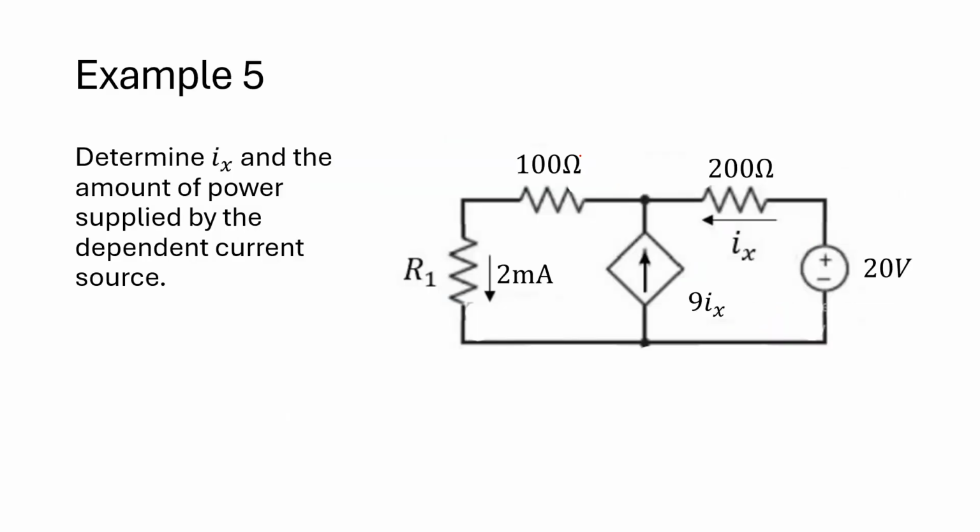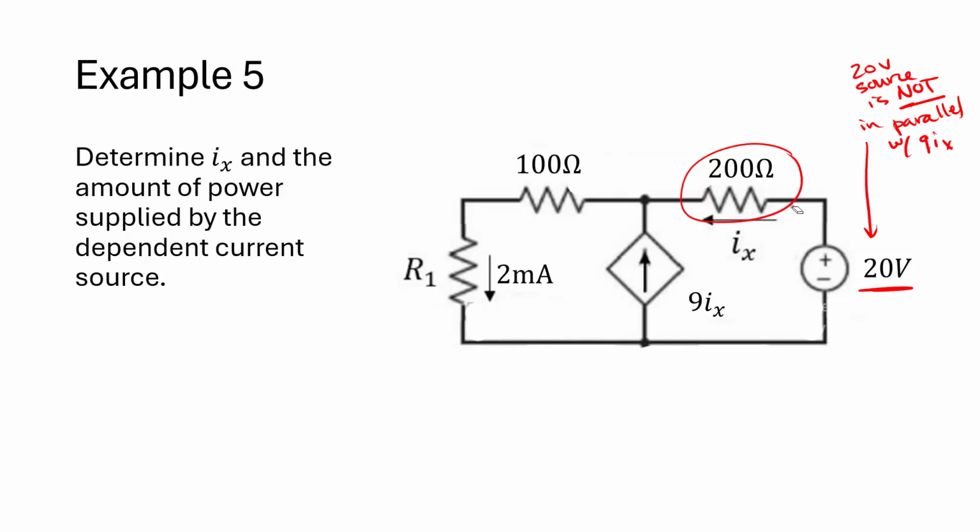All right, let's move on to our next example 5. In this example, we're being asked to determine Ix and the amount of power supplied by the dependent current source. And so the first thing you want to be careful here is to notice that this 20-volt source is not in parallel with the dependent source. Because notice this 200 ohm resistor is also sitting here.